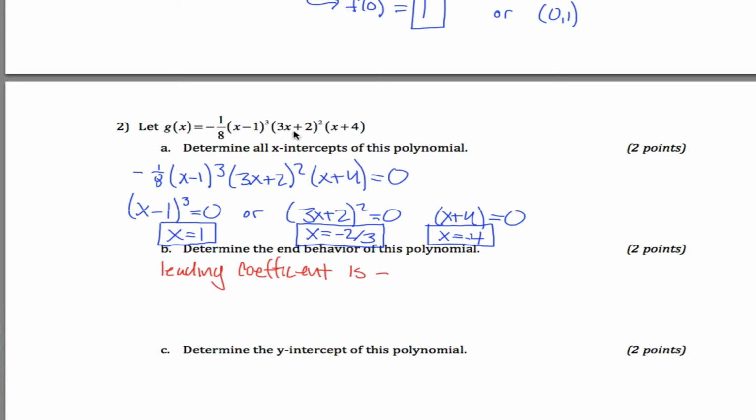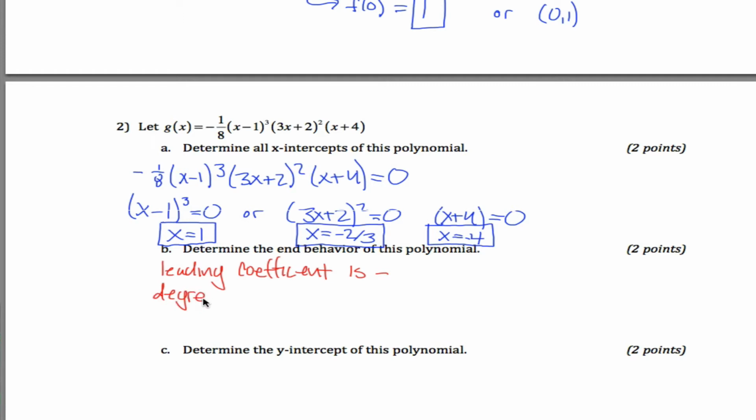The reason I know it's negative is if you do x minus 1 cubed, the leading coefficient there will be a positive number because it'll come from just x times x times x. It'll end up being x cubed. Same idea here and here. However, when I take this negative 1/8 and distribute it through, that'll change the positive into a negative. I get that my leading coefficient is a negative number.